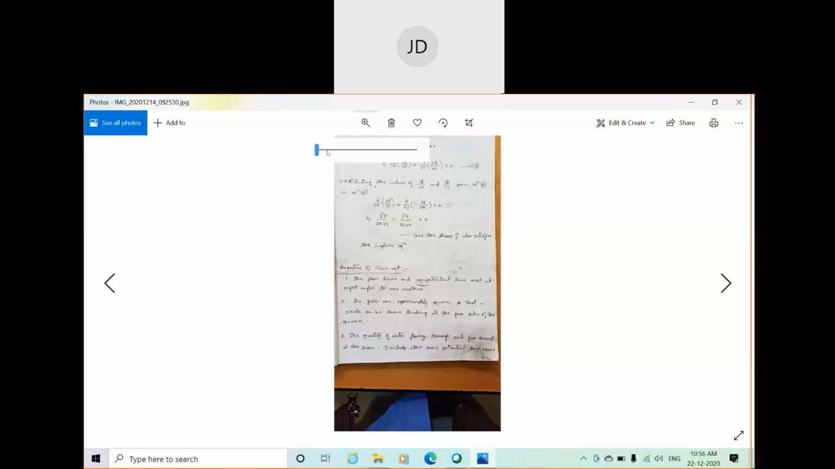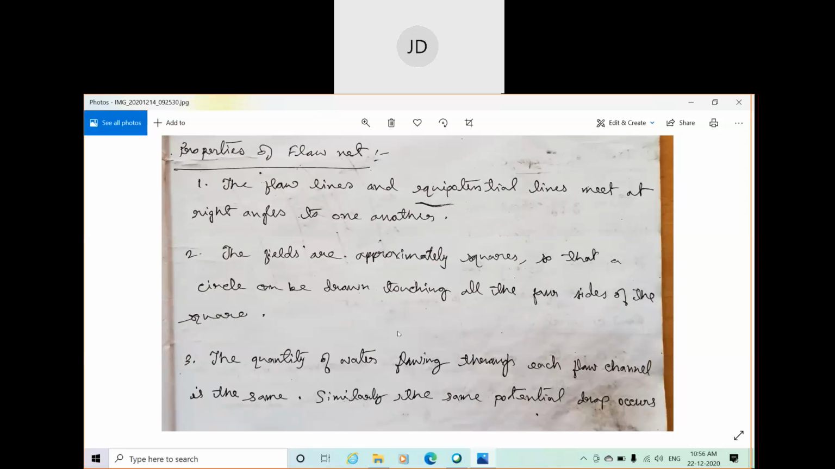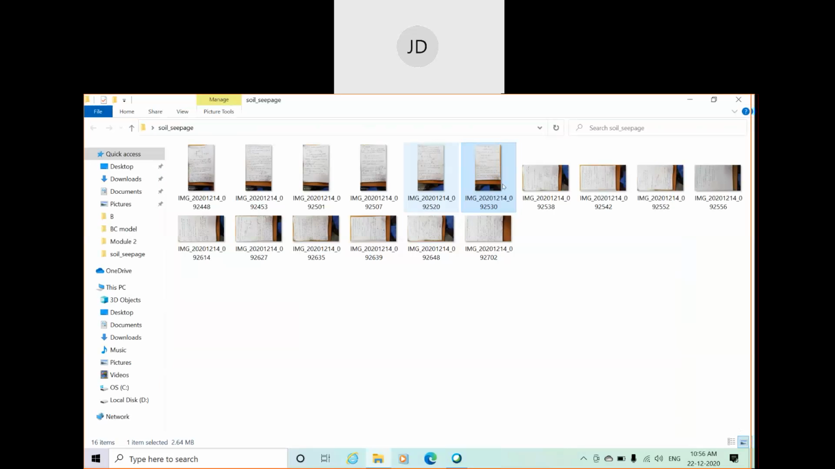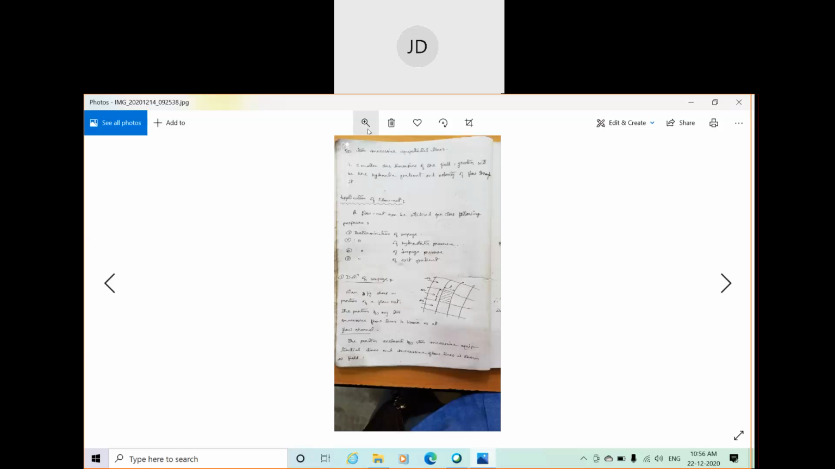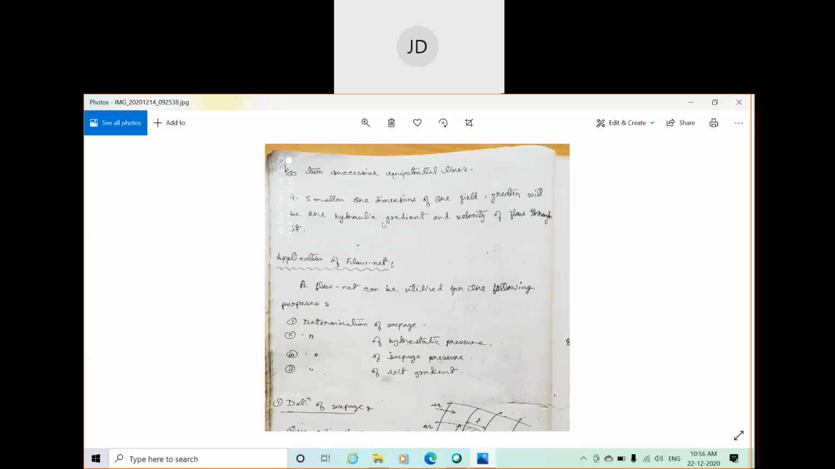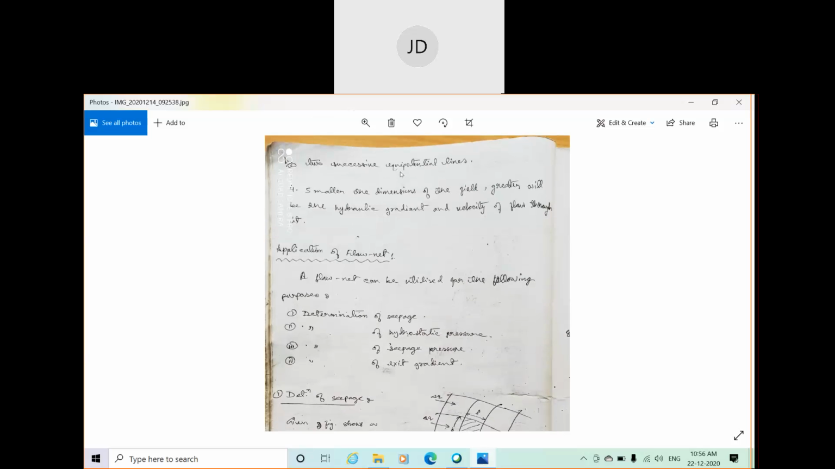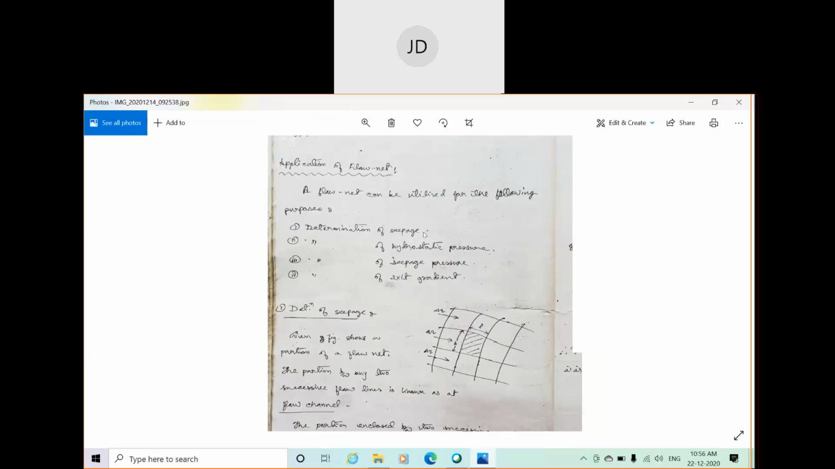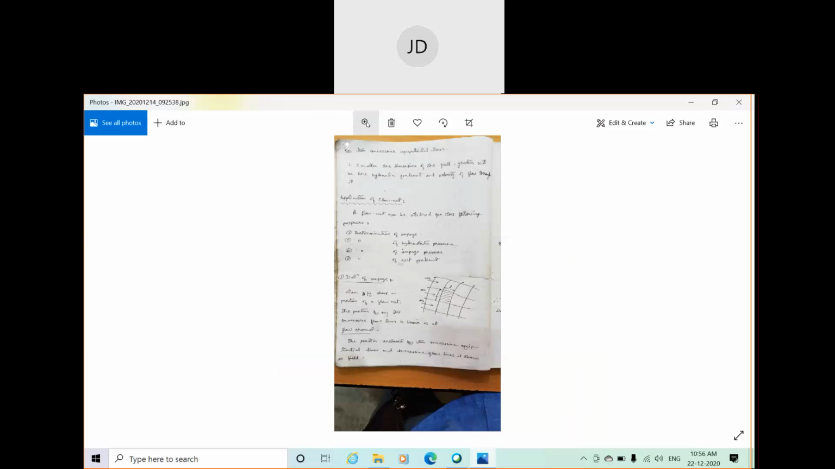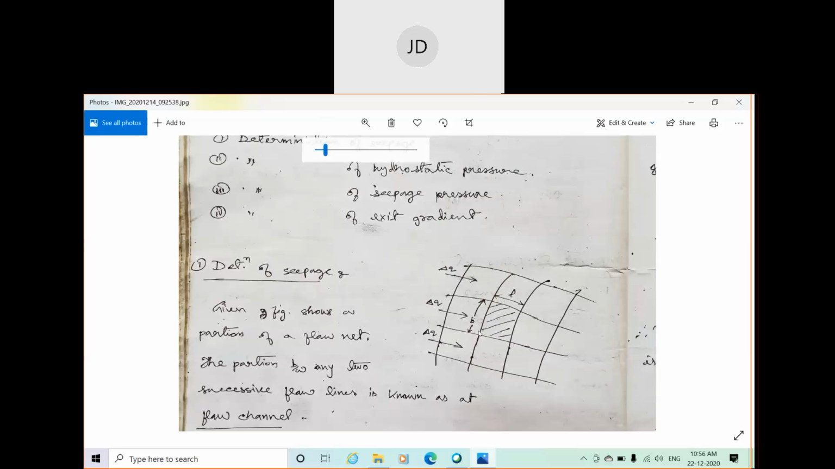Next, the quantity of water flowing through each flow channel is the same. Similarly, the same potential drop occurs between two successive equipotential lines. Now, first of all, the discharge is the same through each flow channel.